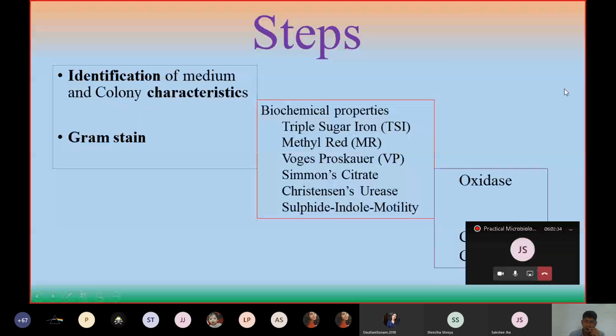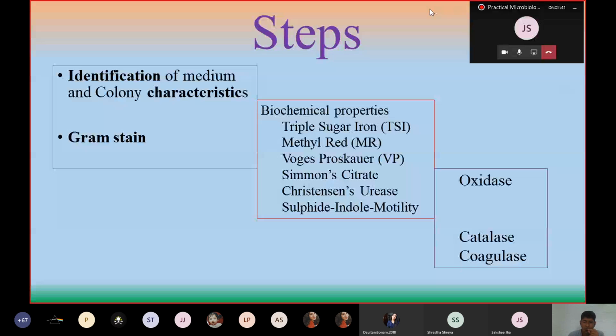and oxidase, catalase, coagulase. So these are the different tests we do. Beyond this also plenty of tests are there, but at least for you, these tests you have to do, you have to interpret. That's why do not forget. So remember these biochemical properties.